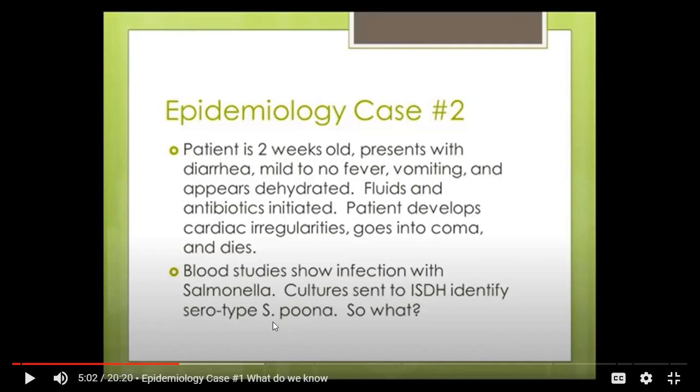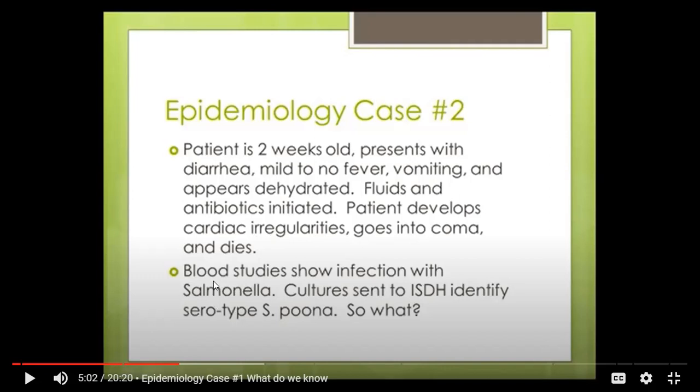Whatever it is, they collect the specimen and they found the organism. It is called Salmonella puna. The patient develops cardiac irregularities, goes into a coma and passes away. Blood studies show infection with Salmonella.